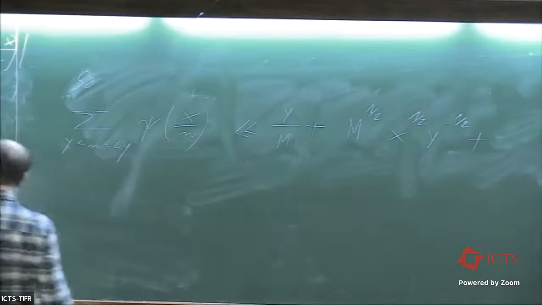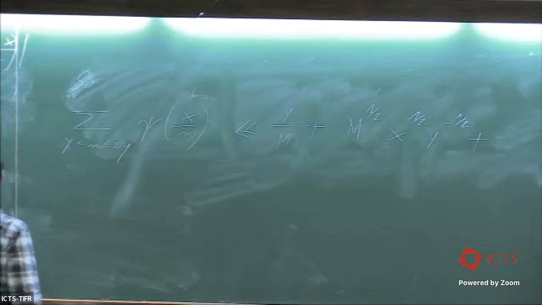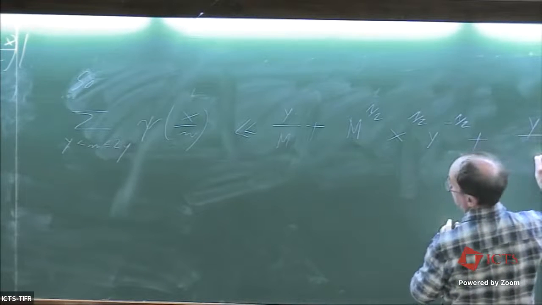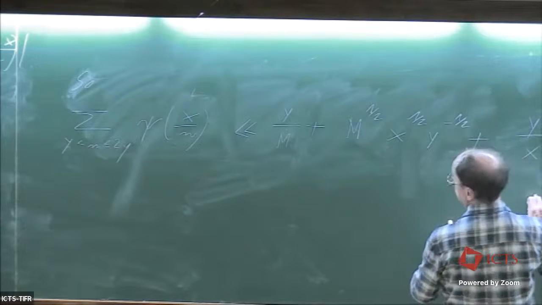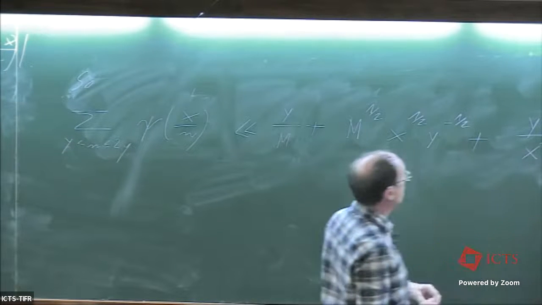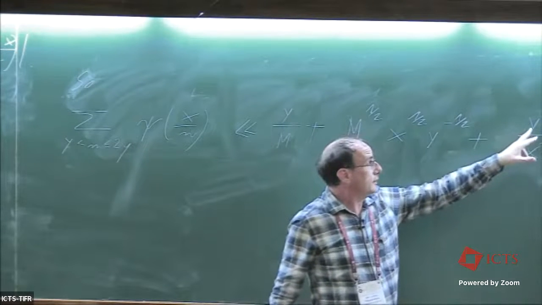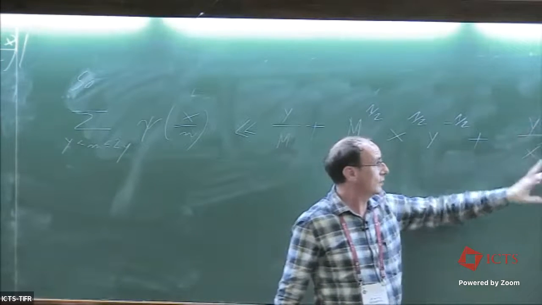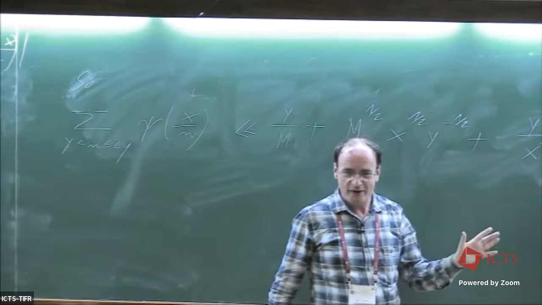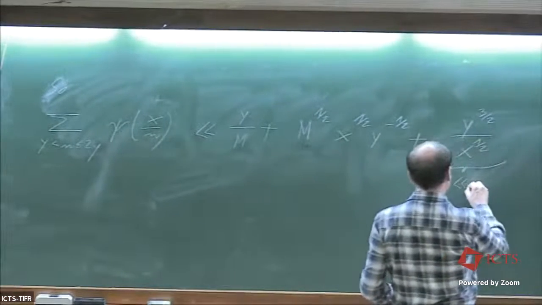Plus, and that term, we just get y to the 3/2 divided by x to the 1/2. So we cannot do anything about that term here. So when you plug in the largest y, that is x to the 1/2, you get precisely x to the 1/4, which is the limit of all what we can hope for. Okay, so this term is bounded by x to the 1/4.